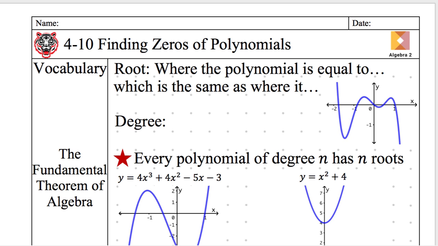All right, 4-10, Algebra 2. Here we are on this January 11th. It is 1/11. Put it in your notes, 1/11. Make sure your name is on your notes.